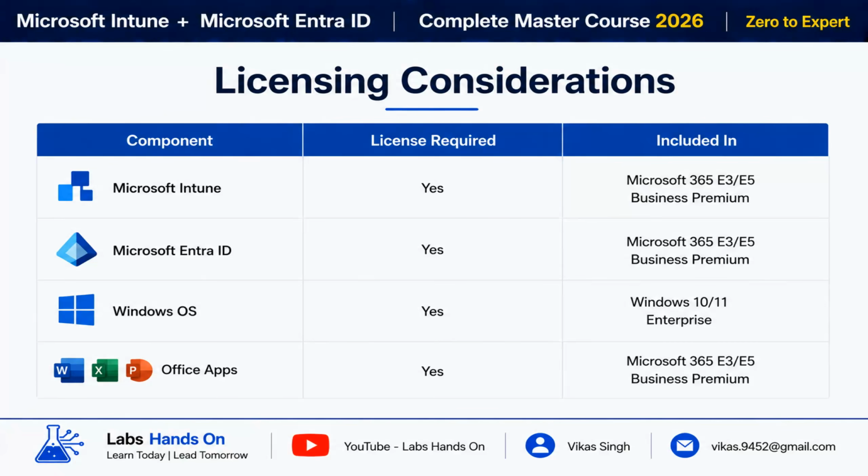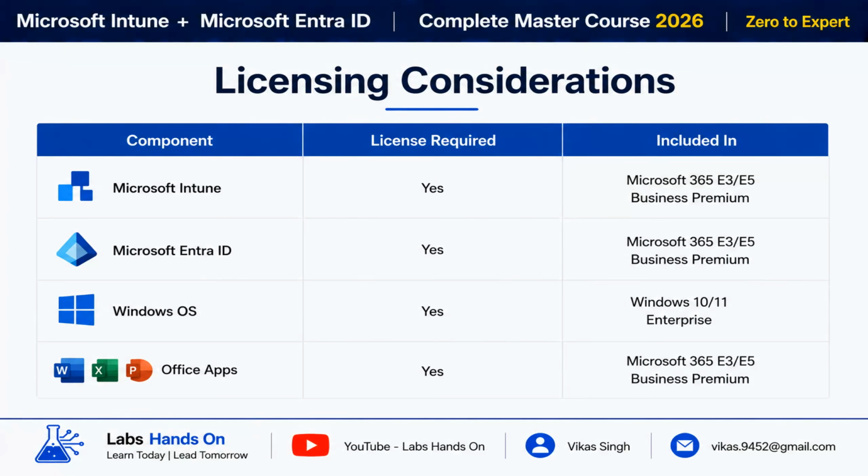And let's talk about the Windows operating system also. So to take the full advantage of modern management features, organizations typically use Windows 10 Enterprise or Windows 11 Enterprise. So these editions basically provide additional security, device management, and enterprise features, which allow you to connect with Microsoft Intune. And finally, we have Microsoft Office applications.